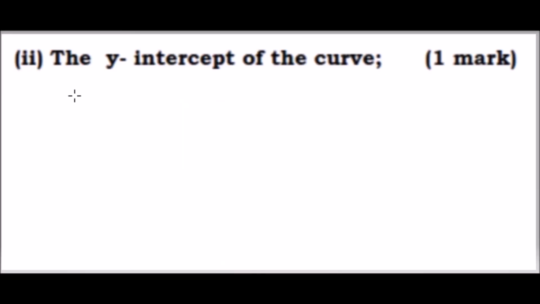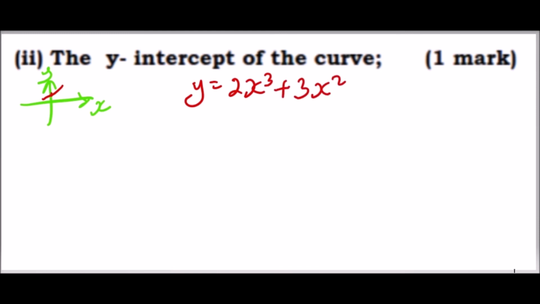In Roman number 2, we are told to find the y-intercept. Again, if I may demonstrate, if this is our y and this is our x, the y-intercept is where the graph cuts the y-axis. Let's say it is there. You can see at that point x equals 0. And remember, our function was y equals 2x cubed plus 3x squared.